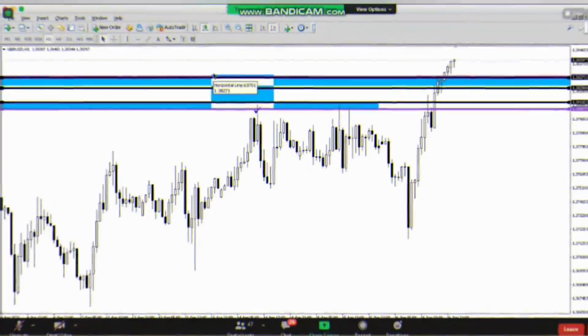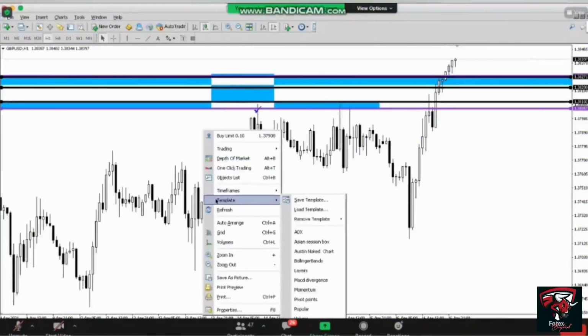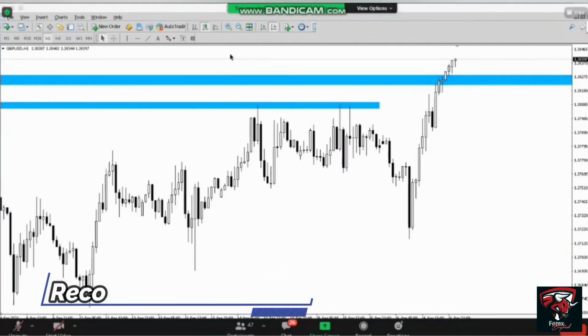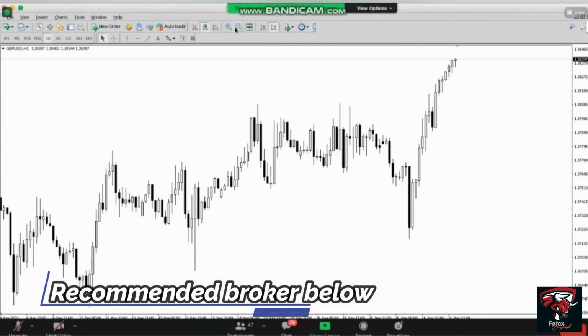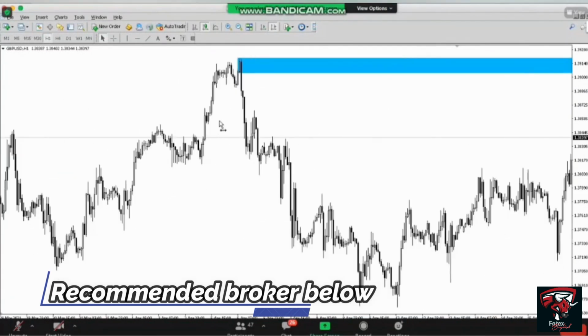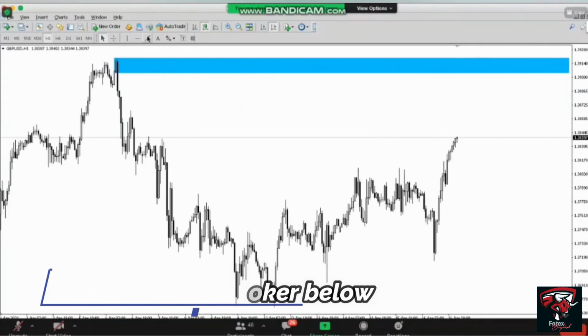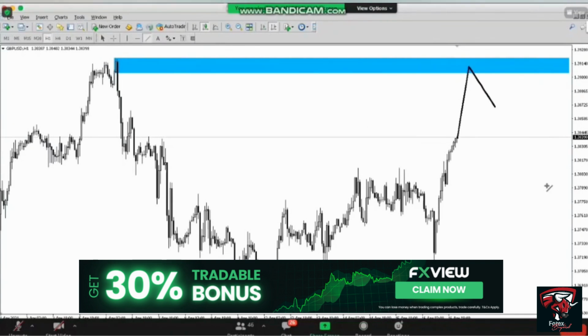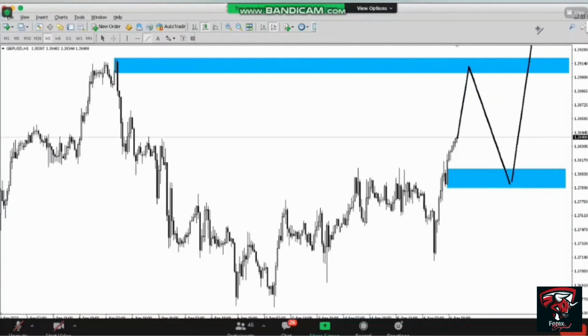Because they already touched. The market was already there inside. Okay. So now the market is coming to this one. You will see the market from here. Market from here, it will react. Maybe come down to this order block over here. And then again here comes tens. Goes up. Easy.